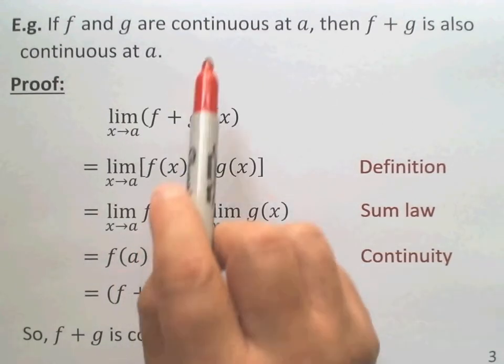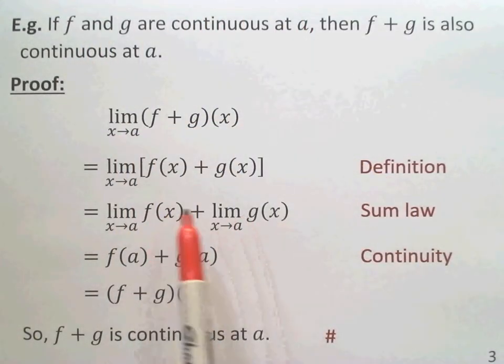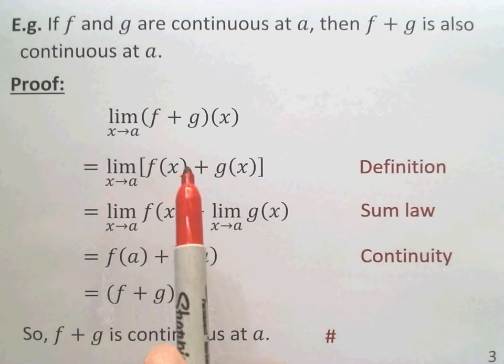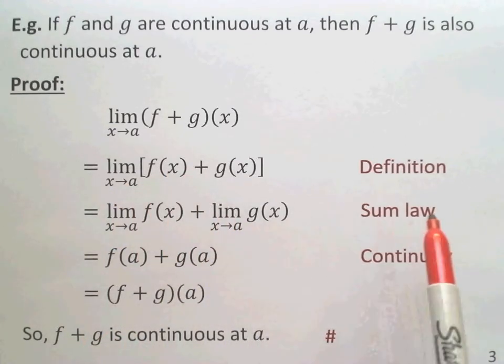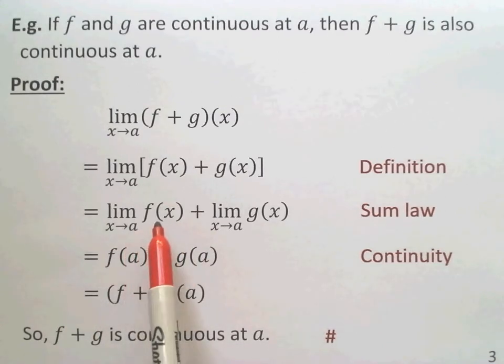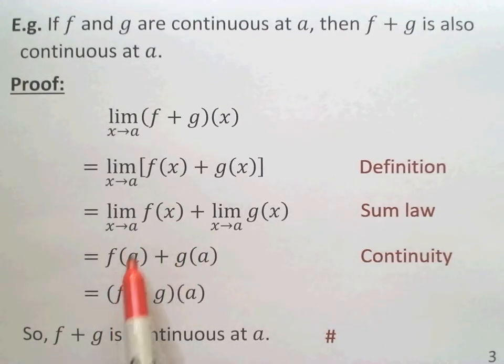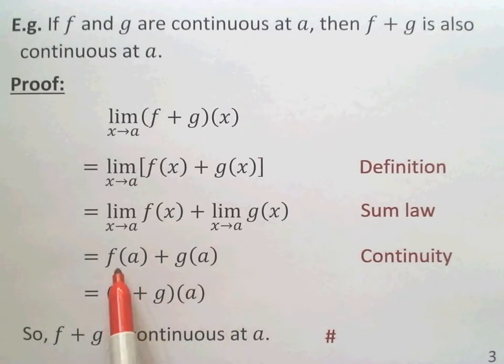See, because f and g continue at a, the limit exists. The limit exists, so the limit of the sum exists. It's just adding them together. We call the sum a limit, and then the limit of f as x approaches a is f(a), because f is continuous. So this step is the continuity, and g is the same, and f(a) plus g(a) put together is the sum, right? The sum of the functions at a, that's the definition.